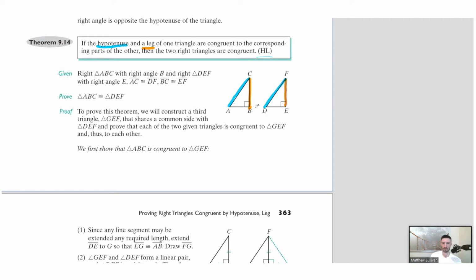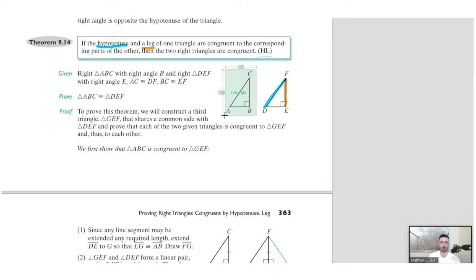Okay, I get what you mean. But what if they're connected? If that makes any sense. Like they intersect with each other. Could they still be HL or no? It could be, yeah.